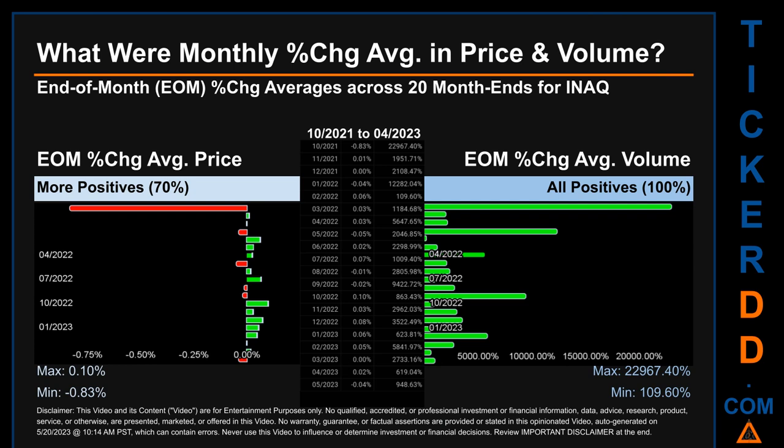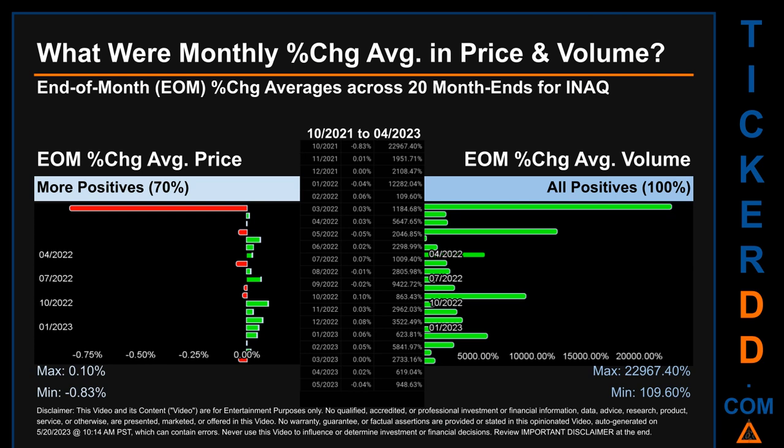Hello, my name is John. What were end-of-month percentage change averages in price and volume for INAQ? The monthly average of percentage change, in price and in volume, were calculated for each of the 20-month ends. That calculation took daily percentage changes and averaged them for each given month. If a month end came out negative, then it means that the month summarily saw a negative change.